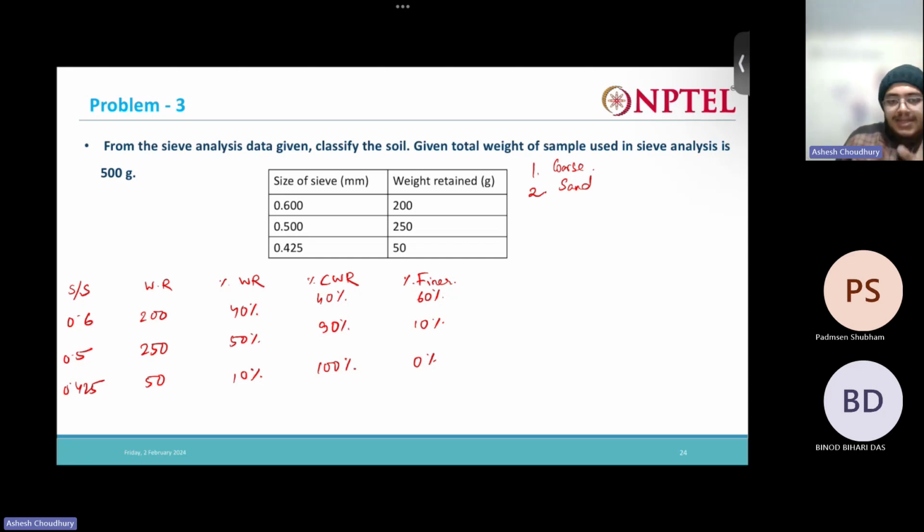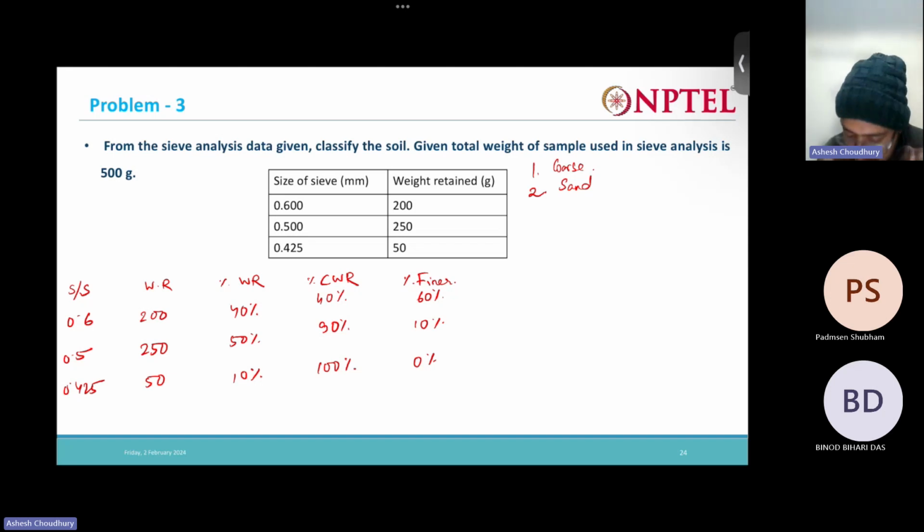Now there is 0% fines in the soil. So obviously the total classification is going to be based on the gradation. Now let us try to find out, can we find out the gradation, well graded or poorly graded? Can we find it out from this data?